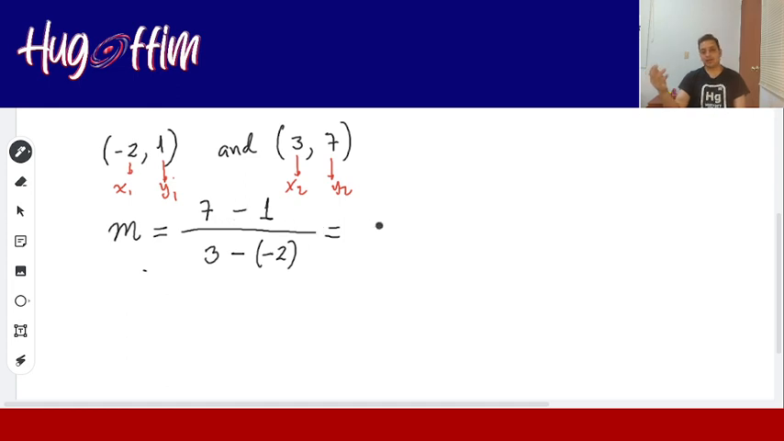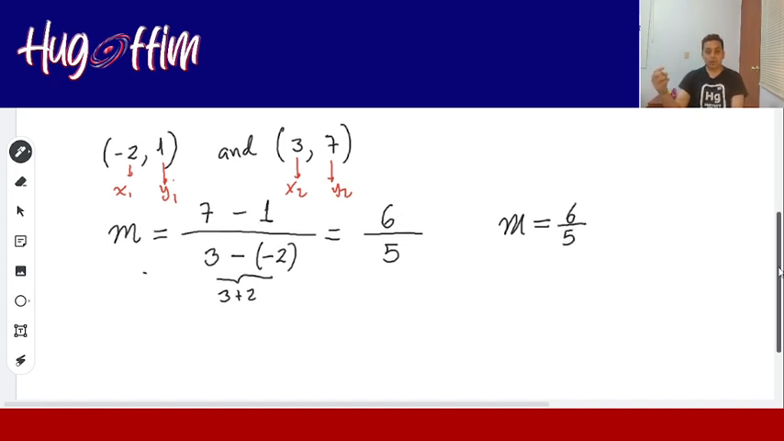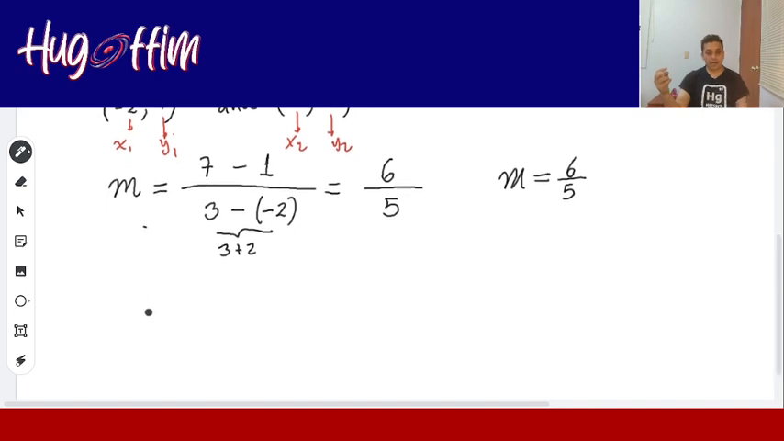Okay? Now 7 minus 1 is 6. 3 minus negative 2, this is 3 plus 2, so it could be 5. So my gradient is 6/5. Now I know if I find out the slope, my linear equation or my linear function is going to be y equals 6/5 of x plus b.